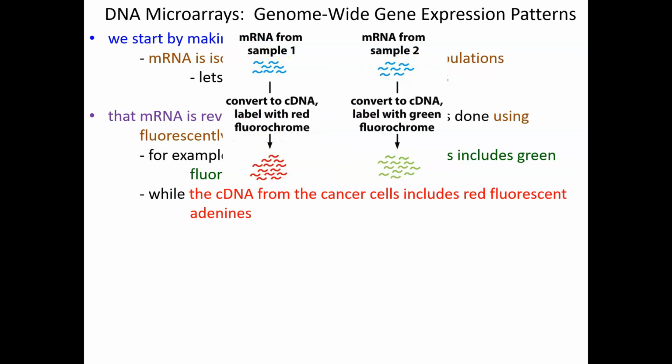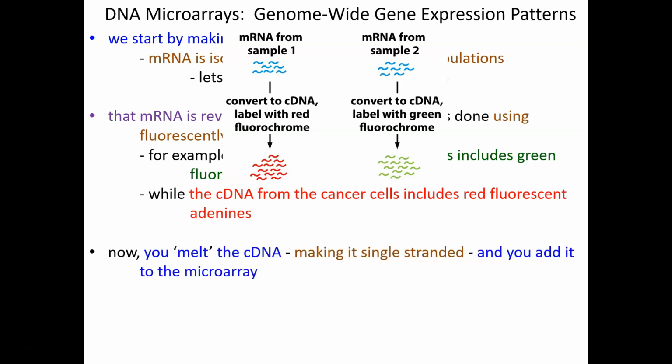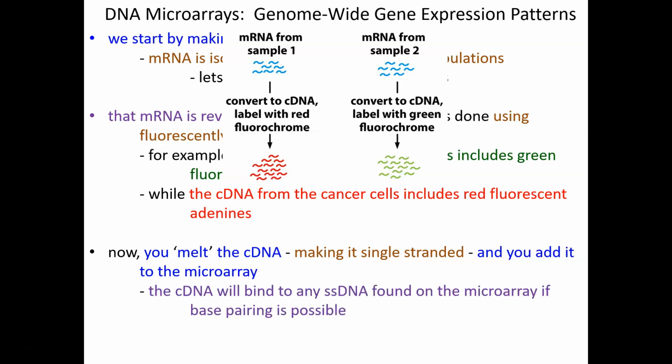So what we're left with after this process is two collections or populations of cDNAs. The cDNAs that fluoresce green are DNA copies of all the messenger RNAs from all the genes that were active in the healthy cells. And the cDNAs that fluoresce red represent DNA copies of all the messenger RNAs of all the genes that were active in the cancerous cells. Now we heat that DNA up to make it single-stranded, and we add that single-stranded cDNA to the microarray, all of it, the reds and the greens.